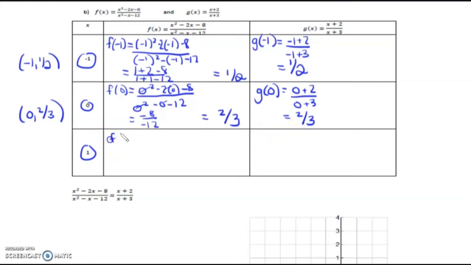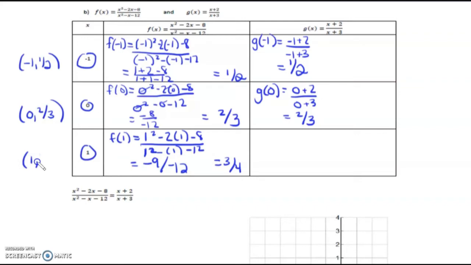Okay, now f at 1 equals 1 squared minus 2 times 1 minus 8 over 1 squared minus 1 minus 12. Sorry, this is squared. It's not a 1. It's not a 2. Okay, I get -9 over -12, which gives me 3 over 4. Okay, so this point is 1 comma 3 over 4.